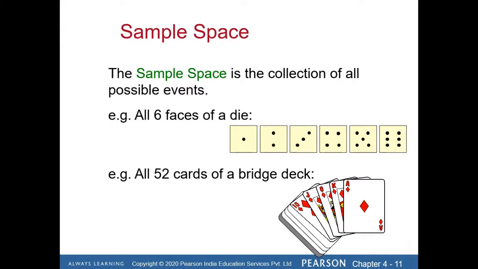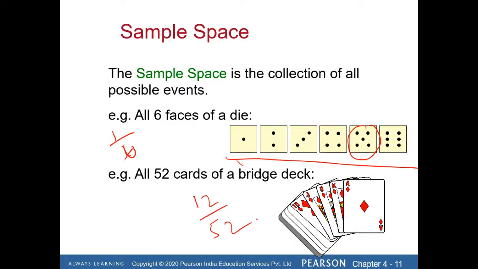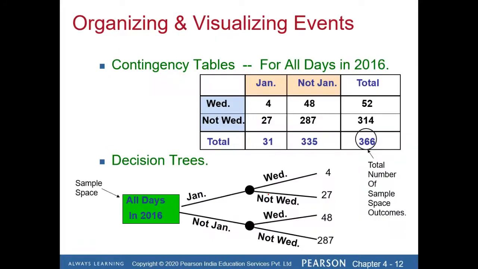I asked this problem in the beginning: what is the probability of getting 5 from this dice? You told me 1 by 6. What is the probability of getting all the court cards in the 52 cards? I have already explained, 12 by 52. So certainly some examples are given.